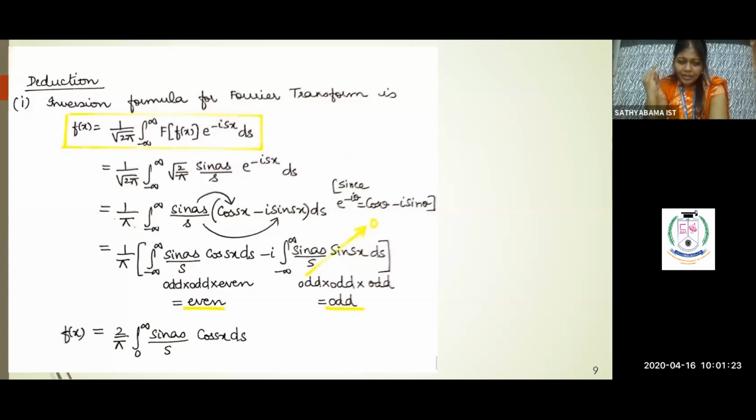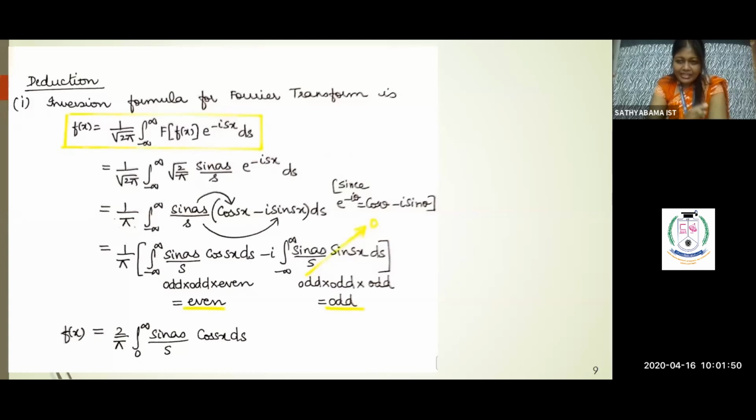Sine is odd. 1 by s is odd. Again, sine is odd. So odd into odd gives you even, into odd, which is again odd. Okay, so I know the integral from minus infinity to plus infinity of an odd function is zero. That will vanish, so only the first will exist. And I have it to be an even function. So how can I write minus infinity to plus infinity as twice 0 to infinity? I've applied the property of definite integrals there.